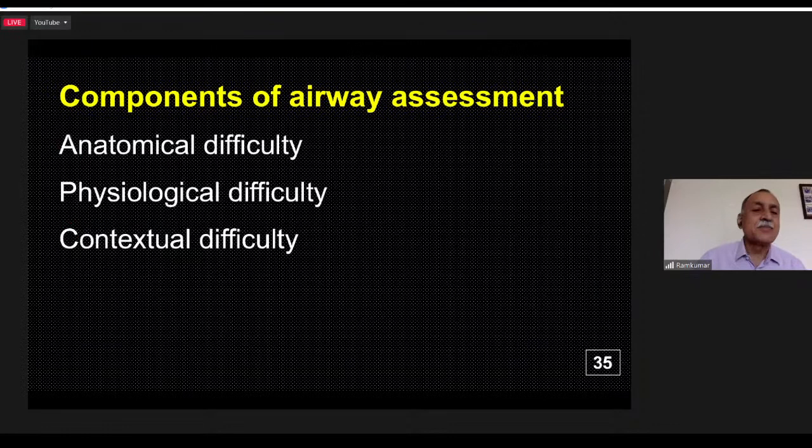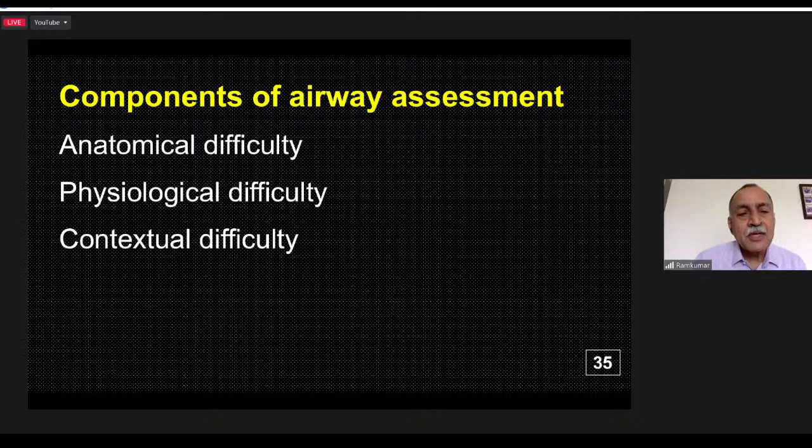Now, there are three major components of airway assessment. When we assess the airway, what are we trying to find out? What are we trying to establish? We're trying to find out whether there are any anatomical factors that will come in the way of our achieving a definitive airway, be it an endotracheal tube, a supraglottic airway device, even face mask ventilation, or the eventual emergency cricothyrotomy. We look for all these anatomical evidences when we examine a patient to identify whether this patient is going to pose a problem to us in any of these steps of airway management. So anatomical difficulty is one of the components of airway assessment.